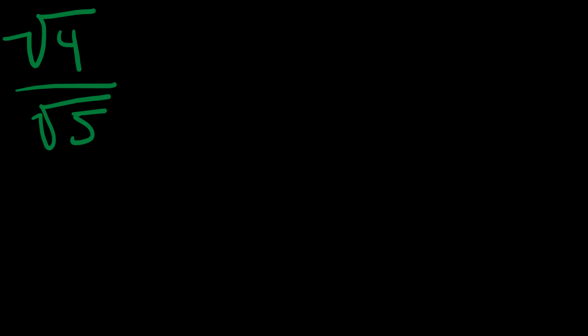So in this case, I have the square root of 4 divided by the square root of 5. Before we rationalize the denominator and get rid of the square root of 5, let's simplify. The square root of 4 is just 2. So this would be 2 divided by the square root of 5. Now let's rationalize the denominator.